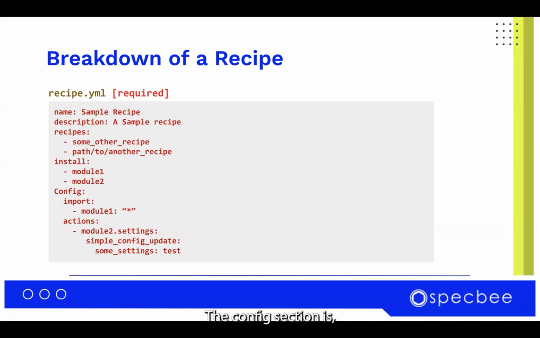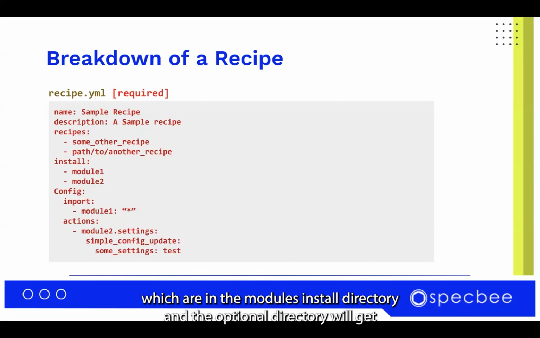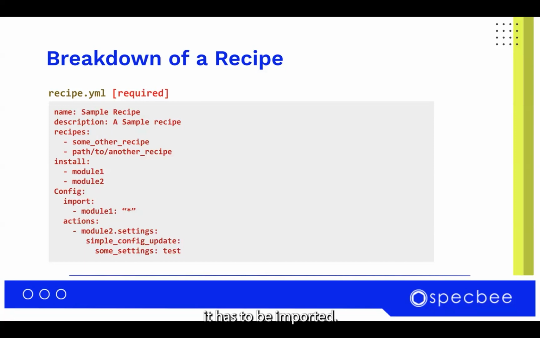The config section is an interesting one, where you can either import configurations or have actions to update some configurations. So if you want to import all the configurations from a module, we'll just give the module name and give a star for it. That will imply that all the configurations which are in the module's install directory and the optional directory will get installed, irrespective of whether they would get installed or not. When my recipe is applied, all the configuration has to be imported, right?